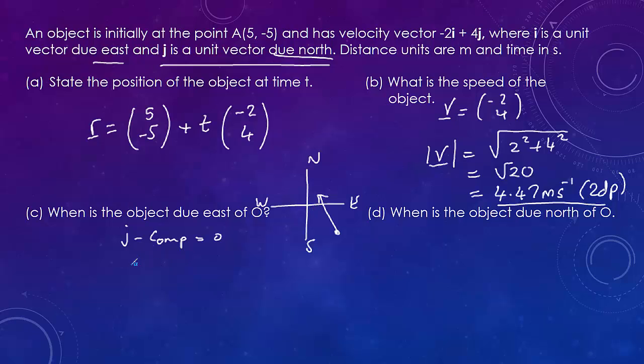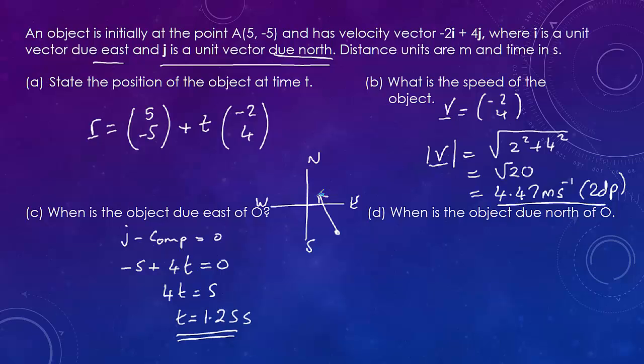So that gives us -5 plus 4t is equal to 0. That's the j component, which is the north-south. So 4t is equal to 5. t is going to be 1.25 seconds.